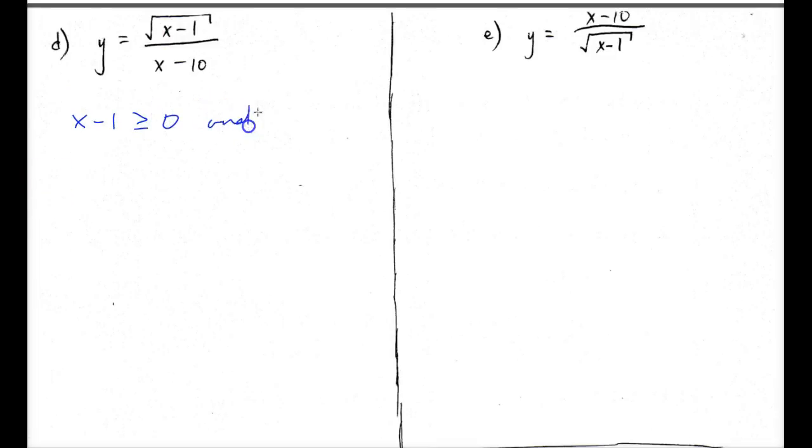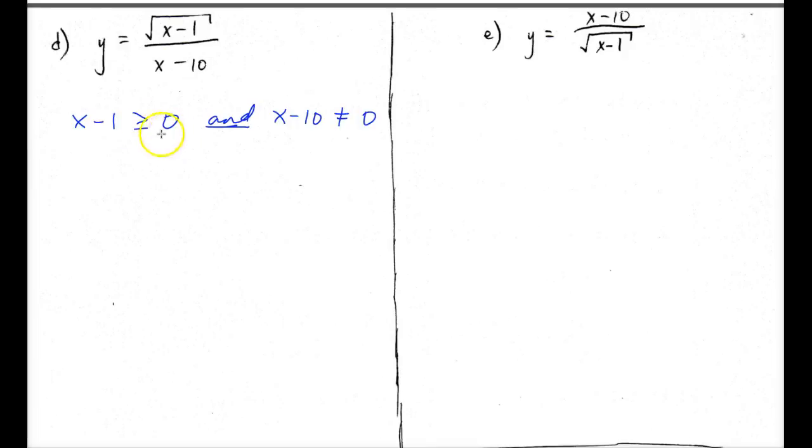In addition to that, we also know that our denominator here can't equal 0, which means that x can't be 10 as well. So in looking at this, we notice that we have two criteria that we have to meet as far as the x values are concerned. And so the first one is x minus 1 has to be greater than or equal to 0. Second one, x minus 10 cannot equal 0.